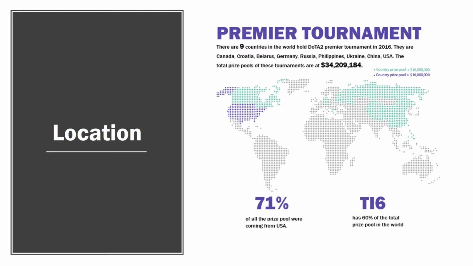The map uses purple dots to show the countries with a very high prize pool, such as the USA, and uses green dots to show the countries with a normal amount of prize pool. The black dots show the countries that do not host Dota 2 tournaments.